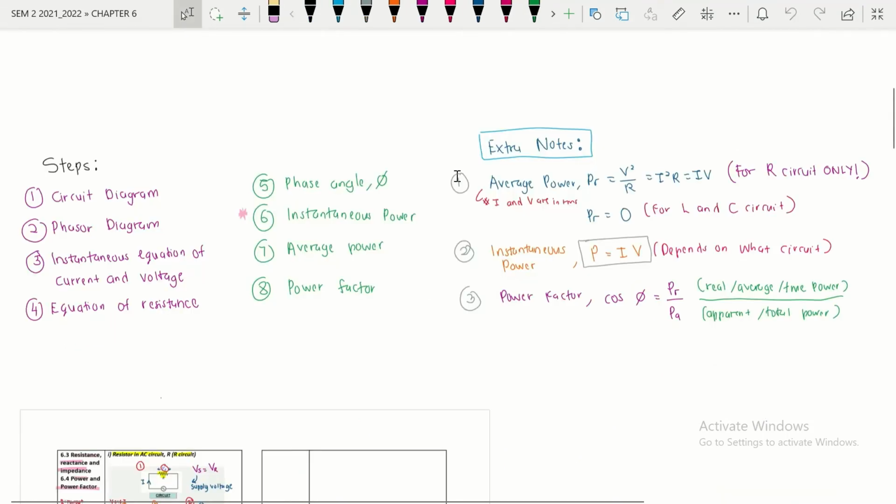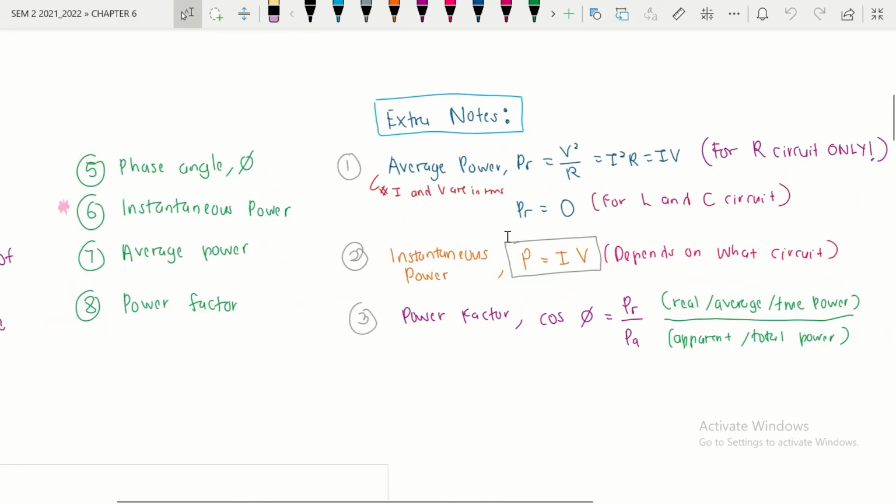Okay, so before we fill in the handout, remember, we have 8 steps. We have circuit diagram, phasor diagram, instantaneous equation of current and voltage, equation of resistance, phase angle, instantaneous power, average power and power factor. So, kita akan ada 8 steps.